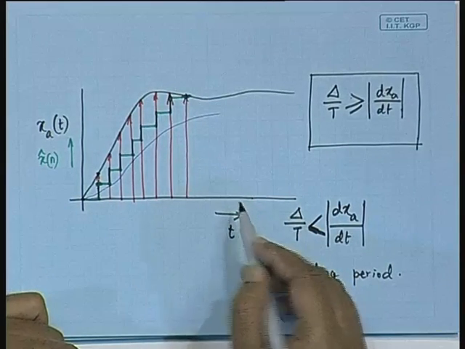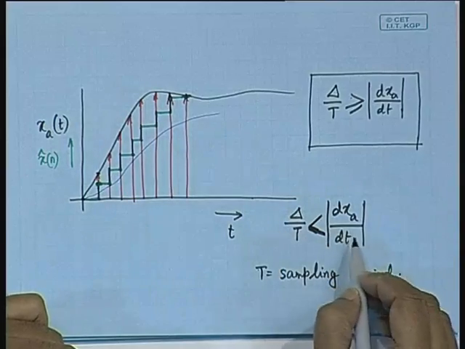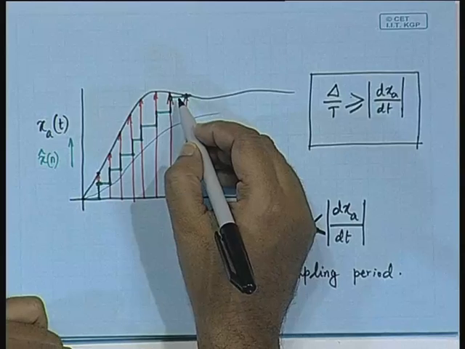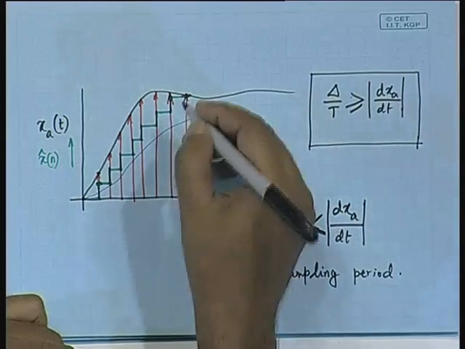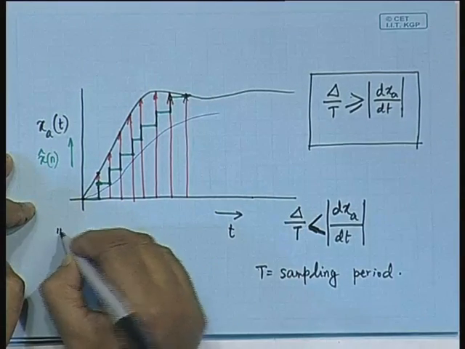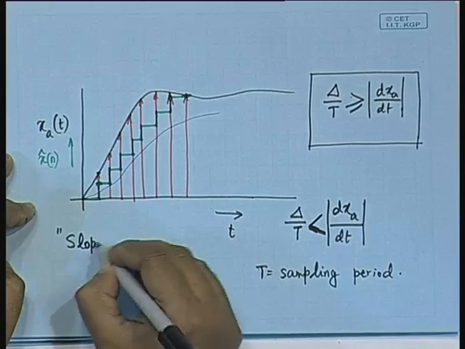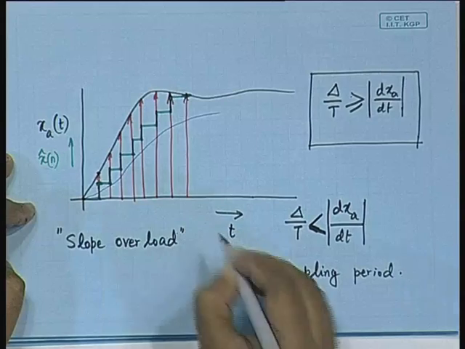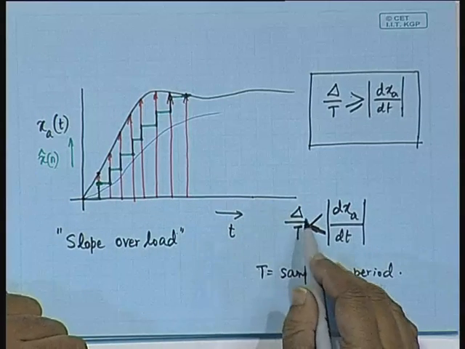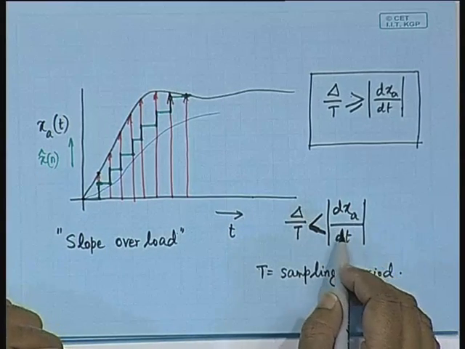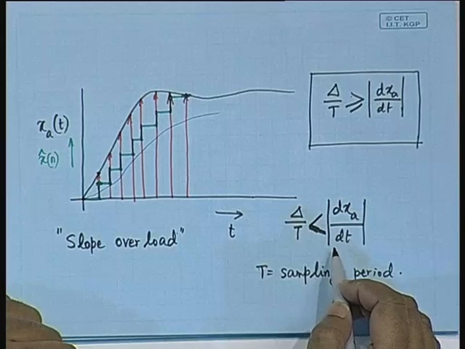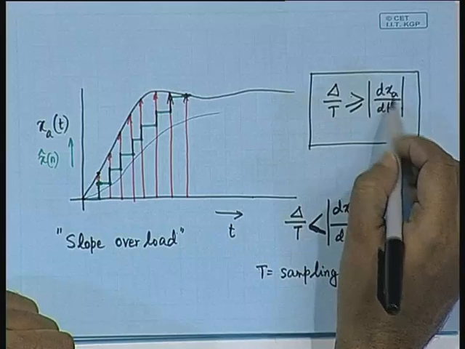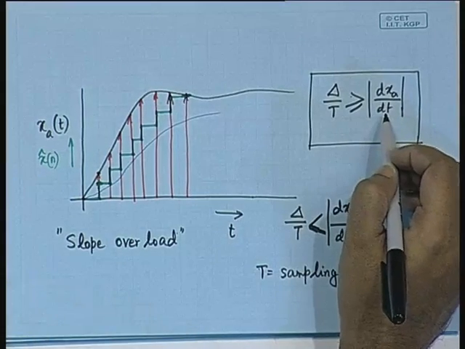Okay. Now, this sort of situation, the example which we have shown, refers to a phenomenon called slope overload. So, this is called slope overload, and this slope overload happens when we have delta by T less than dxa/dt. And to prevent the slope overload, we should have delta by T greater than dxa/dt.